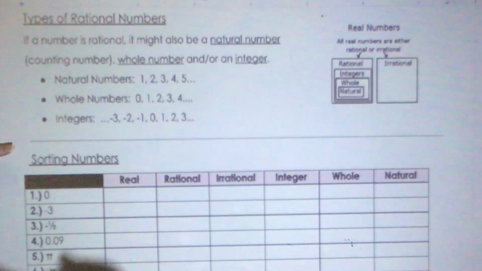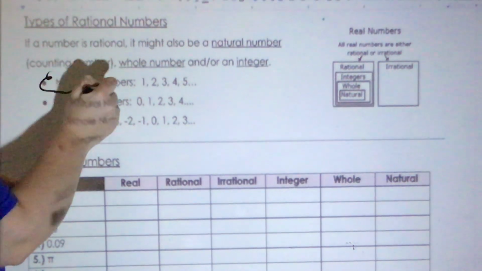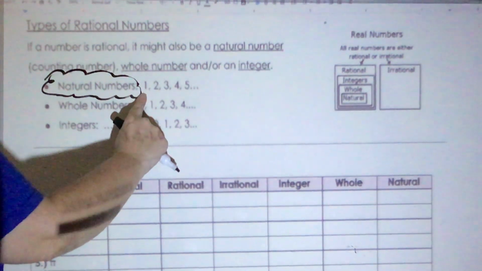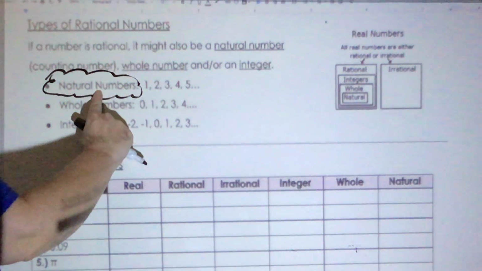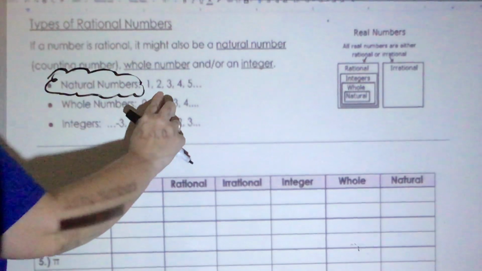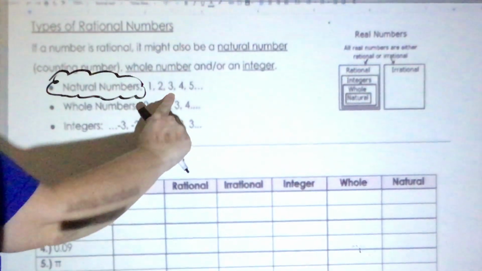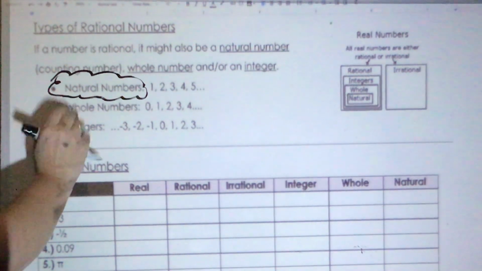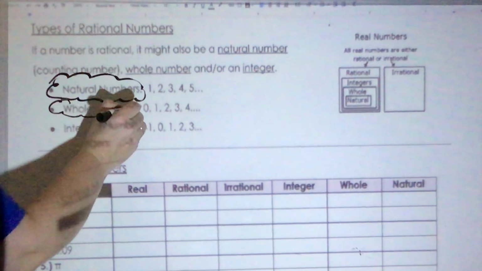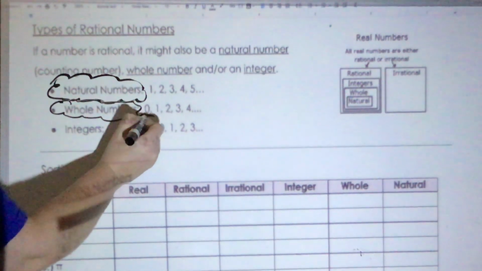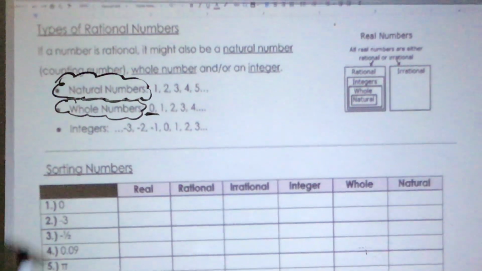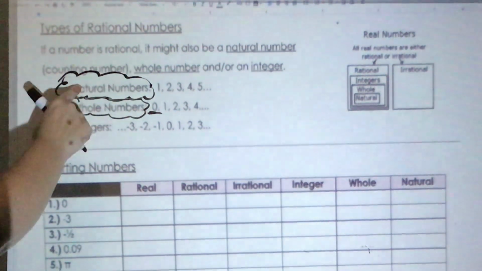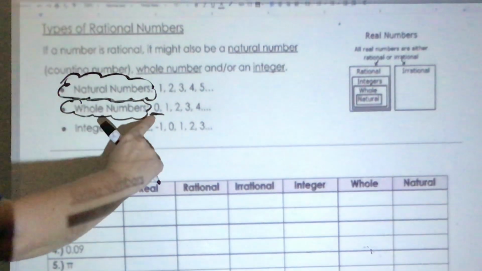The most basic category is the category of natural numbers. And natural numbers are just the numbers that you would count with, and sometimes we call them counting numbers. So 1 is a rational number, and it's also a natural number. 2 is a rational number, and it's also a natural number. 3, 4, 5, and so on. Whole numbers is another category of rational numbers. Whole numbers are all the counting numbers plus the number 0. So 0 is the only number that's a whole number, but is not a natural number. So the only difference between these two groups of numbers is that this one includes the number 0.